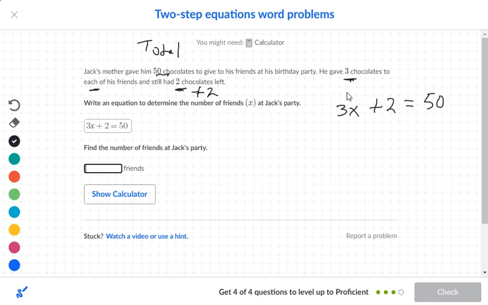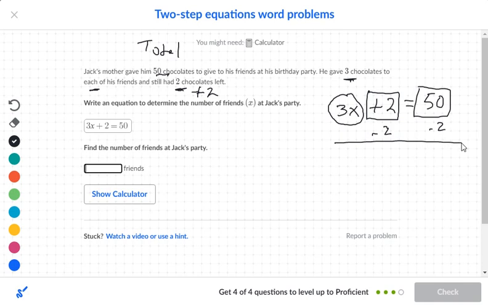So we want to circle the letters, and then we want to box the numbers and box the numbers. So the opposite of a positive 2 is a negative 2. So each box gets a negative 2 there. This cancels out. This is 3x. And this becomes 48.